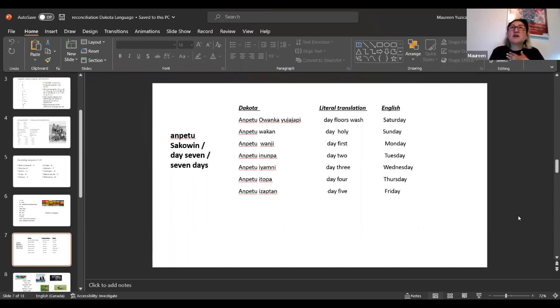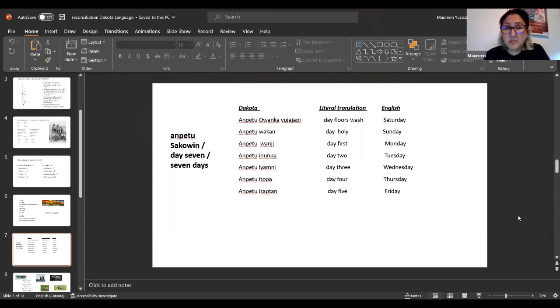So the next day is Empetu Waka. Waka means holy, okay, or something sacred. We talk about Sunday because that's what it means. Empetu Waka. There's that guttural K and the nasal N. Again, that followed the calendar day, and Sundays were meant to go to church, right? So that's a holy day. Empetu Wanji. It's day first, right? Or day one. And that's Monday. Okay.